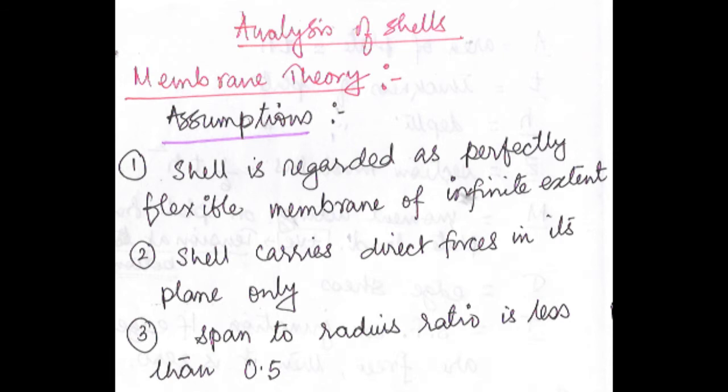Analysis of shell can be based on the membrane theory. So here are the few assumptions for the membrane theory. Number 1, the shell is regarded as a perfectly flexible membrane of infinite extent. This is the first assumption. The second assumption is the shell carries direct forces in its plane only. Number 3, span to radius ratio must be less than 0.5.